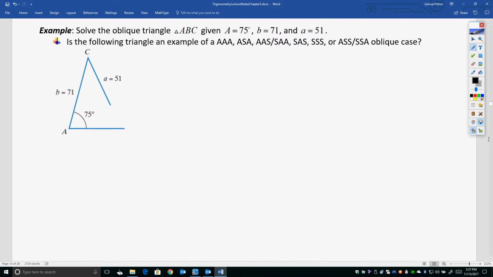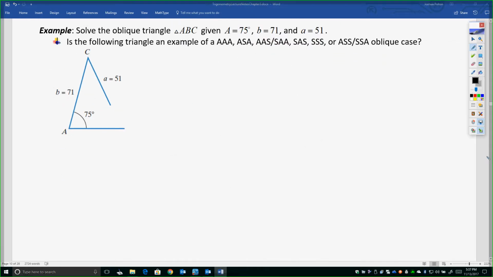In the examples, the diagrams will not typically be given. They will be given in the lesson so you can get an inkling of what's going on, but normally you have to draw them yourselves, though they're not necessary.